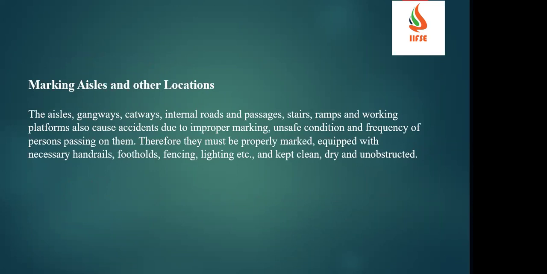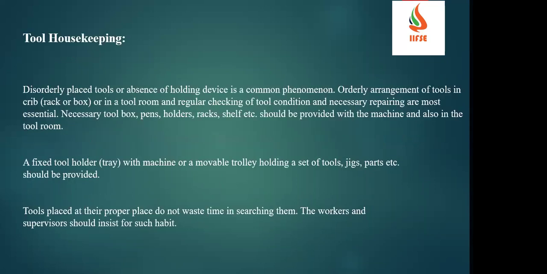Then marking aisles and other locations. These aisles, in the sense of pathways, walkways, gangways, catwalks, internal roads, passages, stairs, ramps, and working platforms, also cause accidents due to improper marking, unsafe conditions, and the frequency of persons passing on them. Therefore, they must be properly marked, equipped with necessary handrails, footholds, fencing, lighting, etc., and kept clean, dry, and unobstructed. So whatever the walkways, aisles, or staircases, we must ensure they are kept in a proper, clean, and good condition.